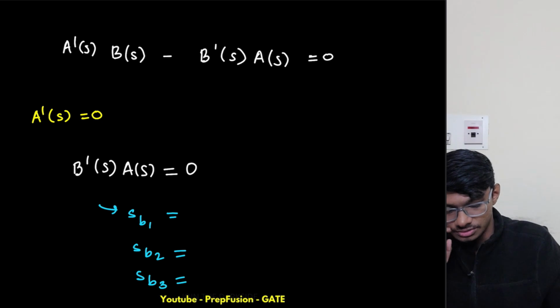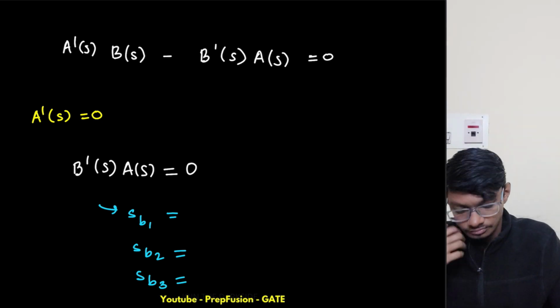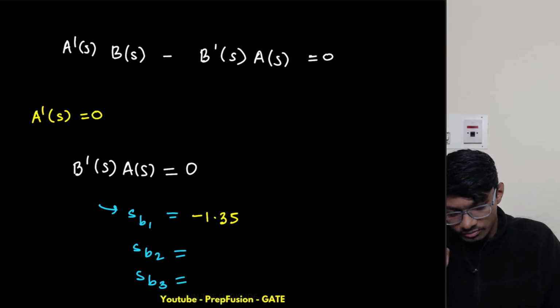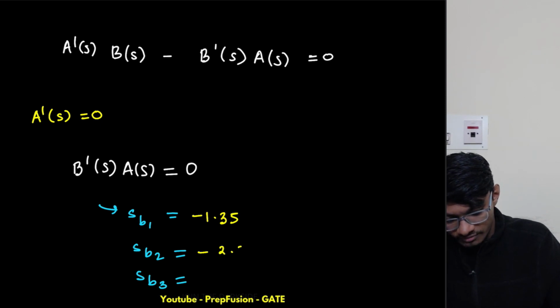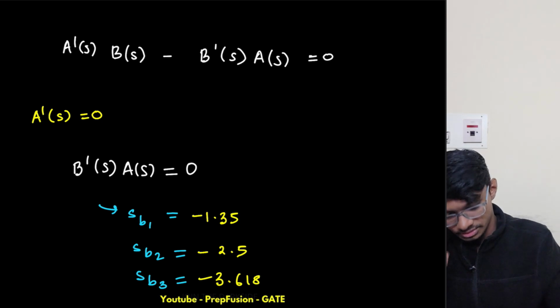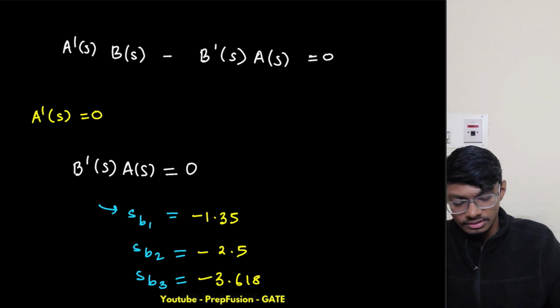Okay, I will get 3 solutions. So if I get 3 solutions, one will be minus 1.35, another one will be minus 1, another one will be minus 2.5 itself, and another one will be minus 3.618. And for this, I've also calculated the value k, that I will tell later.